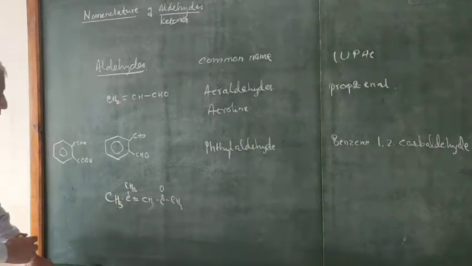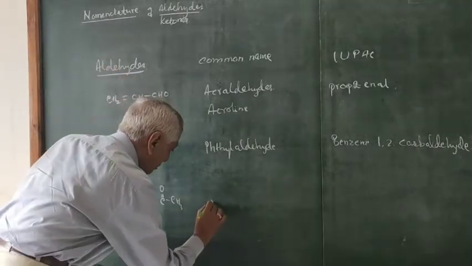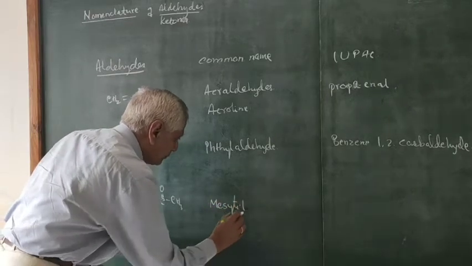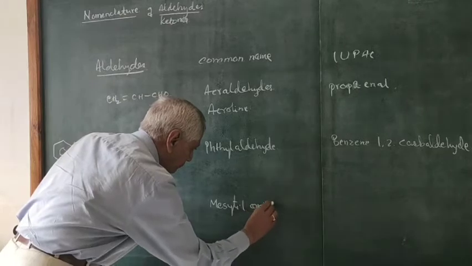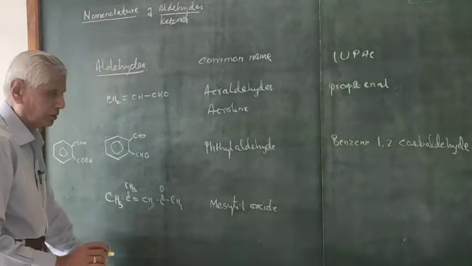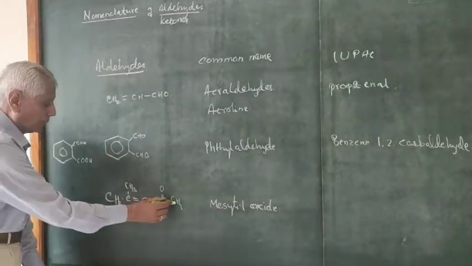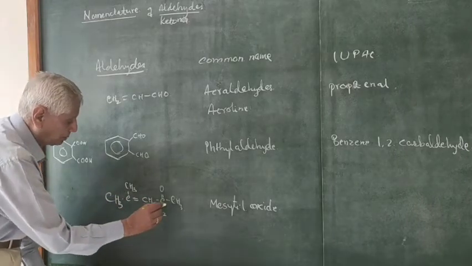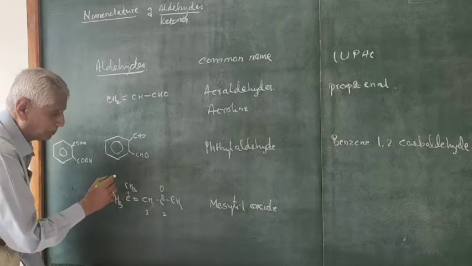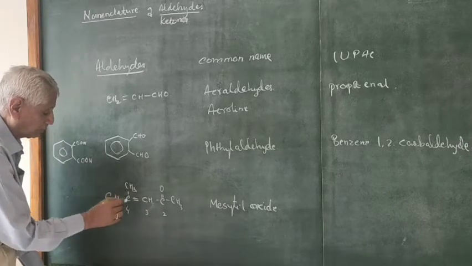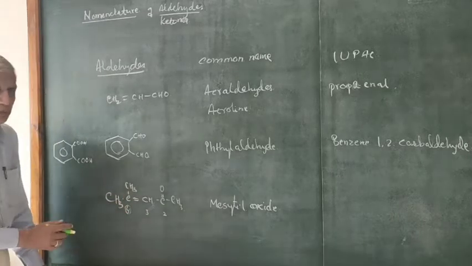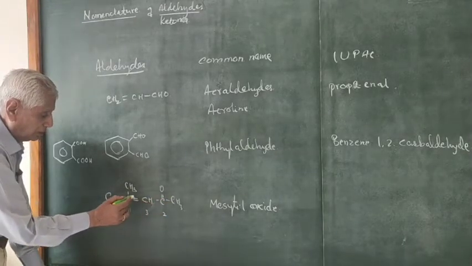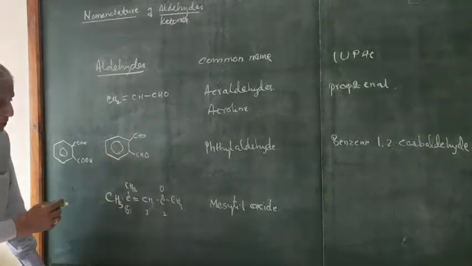CH3-CO-CH=C(CH3)2. This is called mesityl oxide, common name mesityl oxide. In fact, then we can take 1, 2, 3, 4, 5. So the second carbon contains the carbonyl group, the third carbon contains the double bond, and the fourth carbon contains a methyl group. Therefore, name accordingly: 1, 2, 3, 4, 5. This is pent.